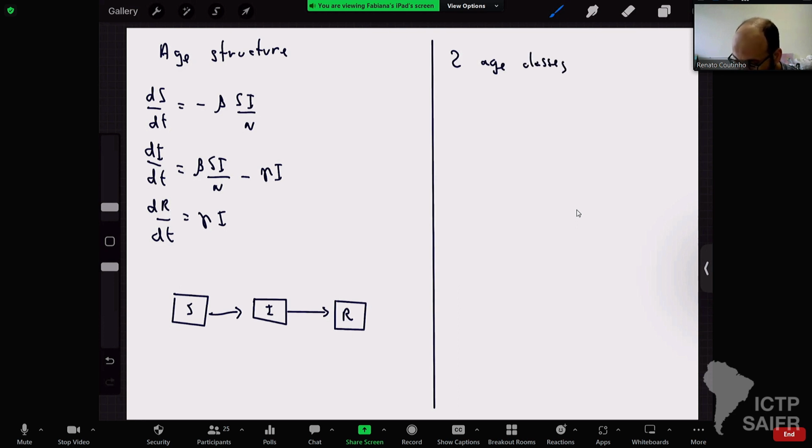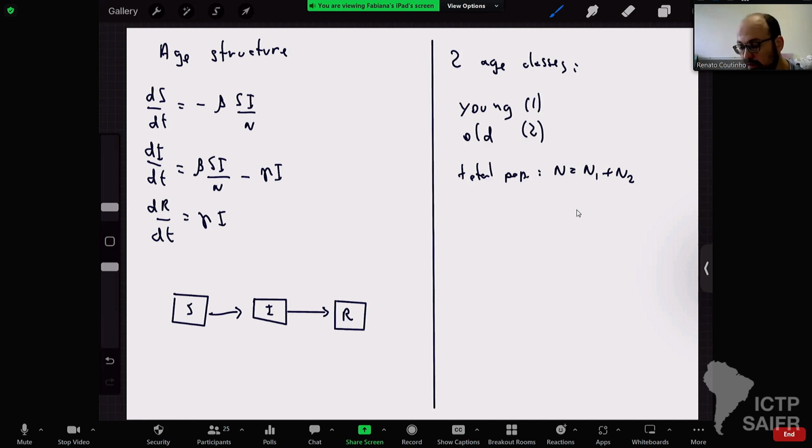For instance, I have young people and old people. And I won't say at which age I'm going to divide young from old. And all this 1 and 2, age class 1 and 2. And then I have the whole population, the total population, which is now divided into two: population of young people and old people.